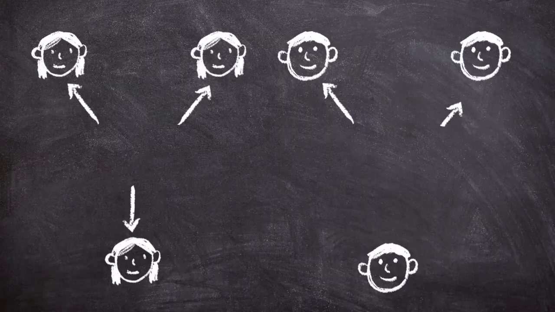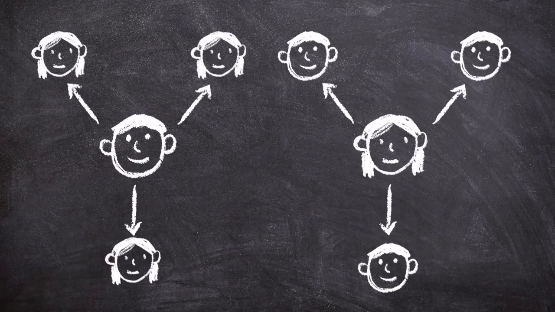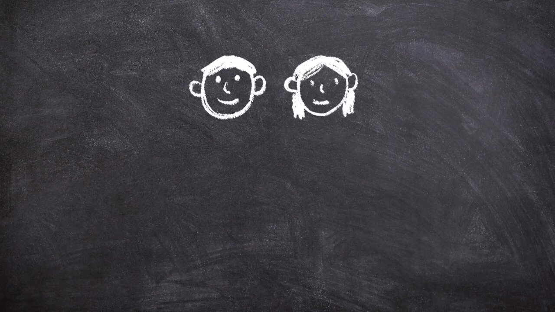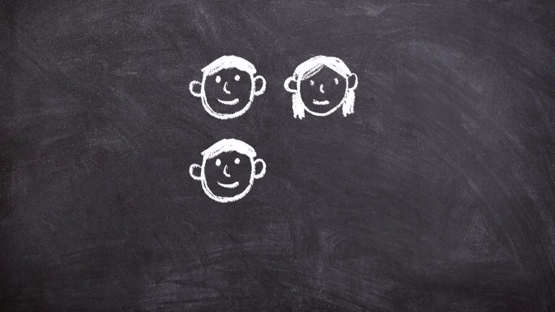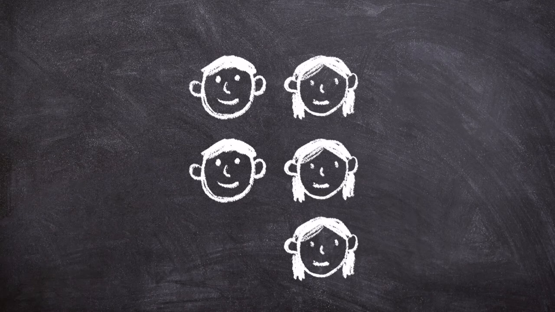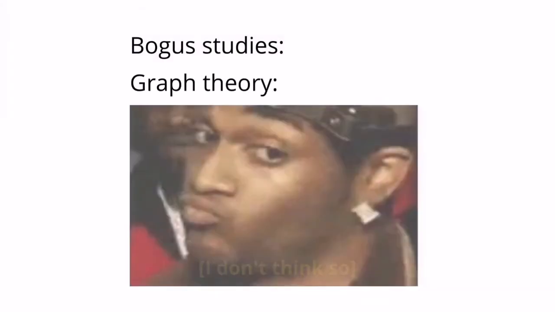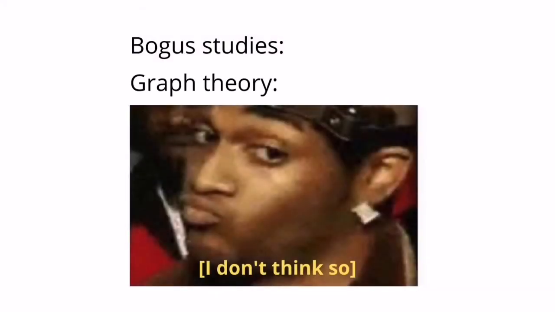This has nothing to do with the promiscuity of men or women. It takes two to tango. For every guy, you have one woman. If there's more men, then there's more partners for women. If there's more women, then there's more partners for men. Simple. In fact, there are more bogus studies like this, and graph theory helps disprove such myths.